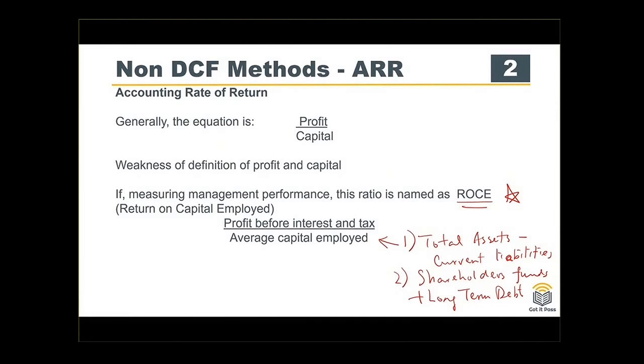Okay, shareholder funds plus long-term debt. Either one is also good. I cannot say these are official definitions of capital employed, but if you refer to a textbook published by the official publisher, they refer to capital employed with two definitions. One is total assets minus current liabilities. The other one is shareholder funds plus long-term debt. They come to the same numbers.